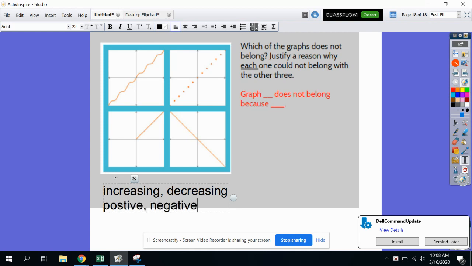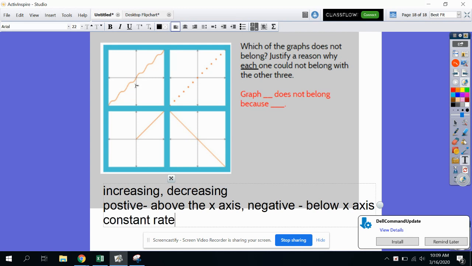What positive means is that it has things that are above. Like this one's positive right here. It means it's above the x axis. Positive is where it's above the x axis, negative is where it's below the x axis. That may help you out on one of these. I also may use the word constant rate of change, or linear. That may be helpful in this.